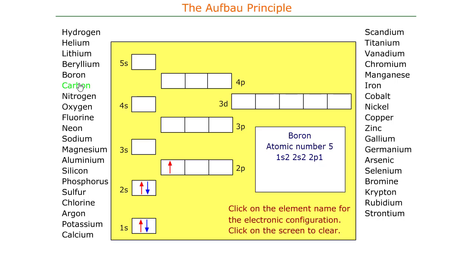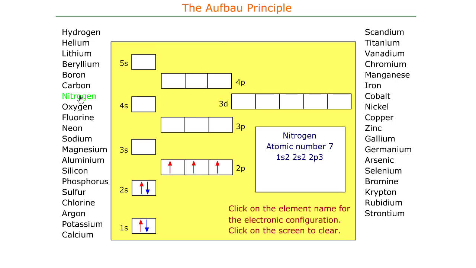Now pairing up would require more energy than going in with parallel spin, and this is known as Hund's rule. Hund's rule says that electrons will always enter degenerate orbitals with the same spin, with parallel spin, before pairing up. And so carbon's electron goes into the 2py orbital with the same spin as the electron in the 2px orbital. Similarly, nitrogen moves into the 2pz orbital with parallel spin. So we now have 3 singly occupied orbitals, the 2px, the 2py and the 2pz.